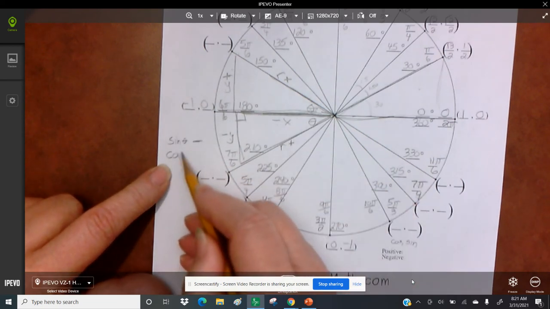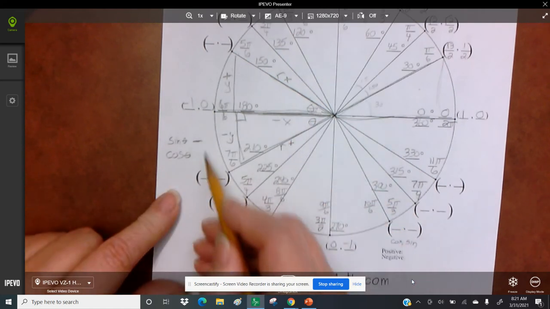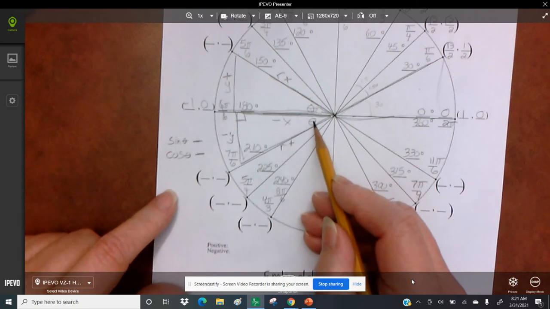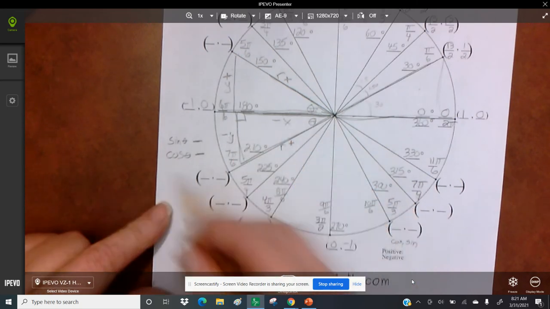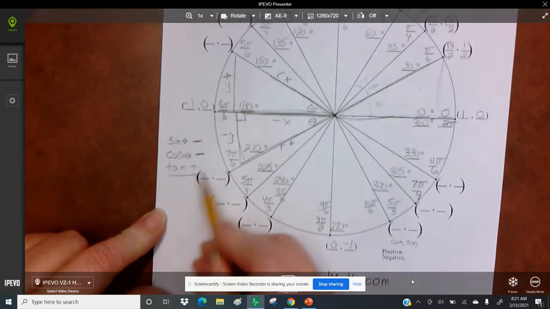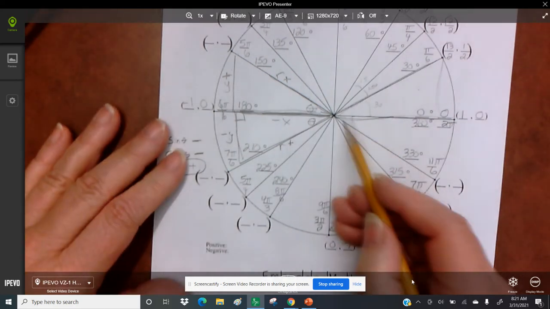If I'm going to take a look at the cosine, it's going to be my adjacent over my hypotenuse, so it'll also be negative. And if I'm going to look at my tangent, it's going to be my opposite over my adjacent, which is a negative divided by a negative, so the tangent is going to be positive. So in this quadrant 3, only the tangent is positive. And let's do the same thing in this quadrant.